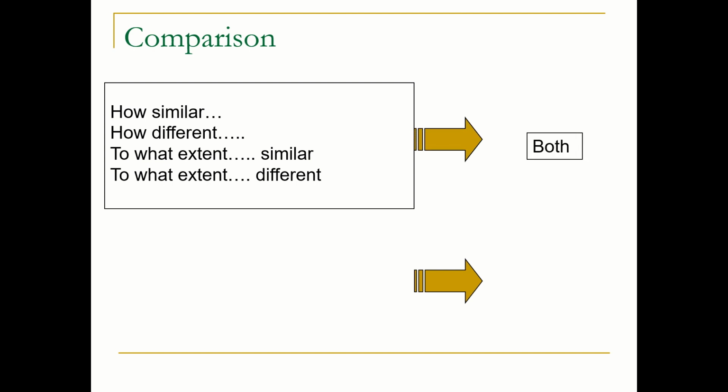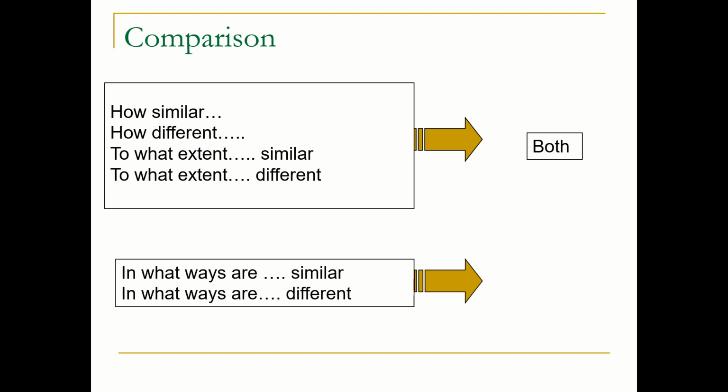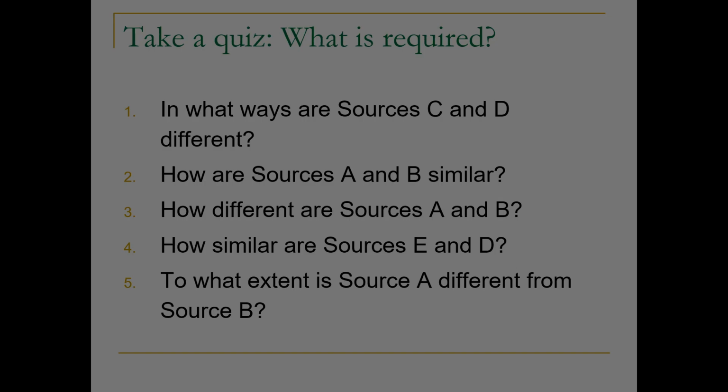Then for comparison of content, you need to talk about both similarity and difference. Now, if the question is asking in what ways are the sources similar or in what ways are the sources different, the phrasing in what ways is almost asking you to list. Then you just talk about one side: similarity of content, similarity of tone or purpose, or difference in content and difference in tone or purpose. So it's really one side all the way.